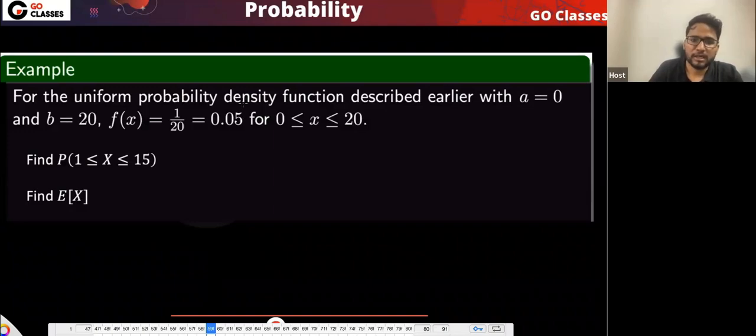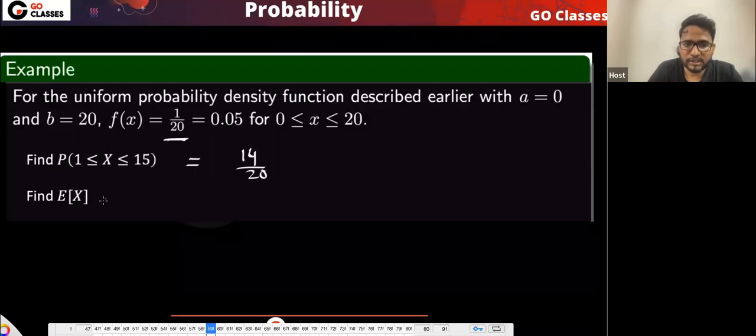Let's just see this. Now they are saying that for the uniform probability density function described earlier, a equals 0 and b equals 20, f(x) is this. They have just given it, but otherwise we could have calculated it. This is 1 upon b minus a. We could have calculated it, but that's okay. They are saying find the probability of this. Can you tell me quickly what the probability is? 15 minus 1, which is 14 by 20, right? 14 by 20.